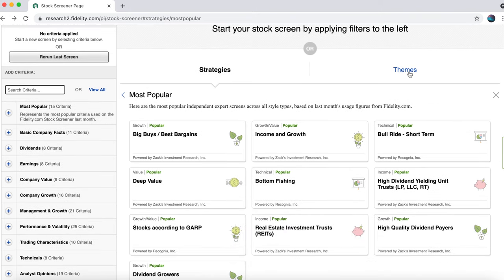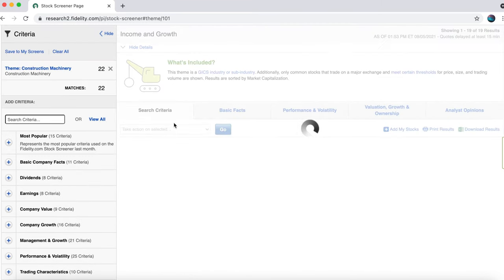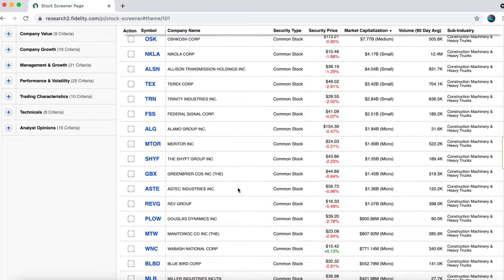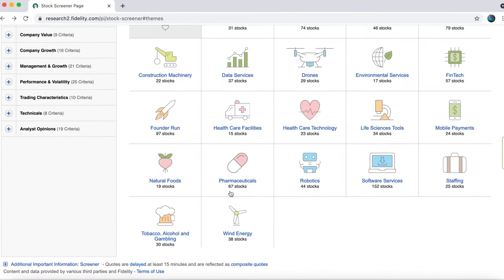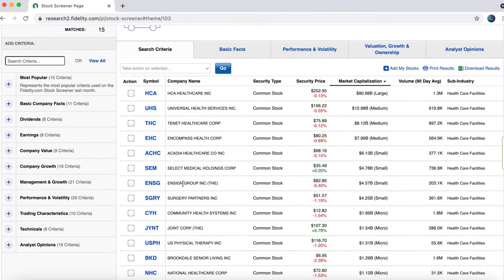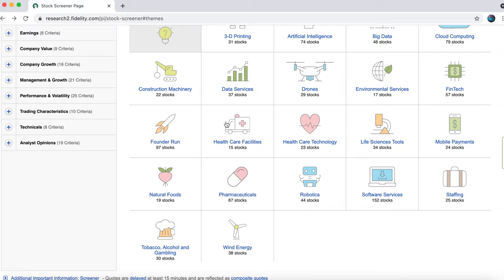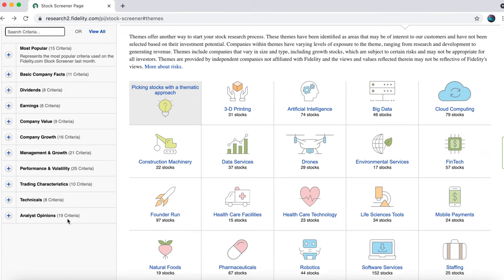And if you're looking more for the thematic approach, like, okay, let's do some construction. You got all of your main construction staples here. If you want some other kind of theme, like healthcare, boom. Pretty self-explanatory stuff. It just really is a great way to simplify the process of finding stocks. So you can do all of your homework with little details.